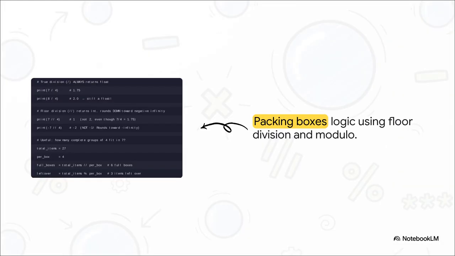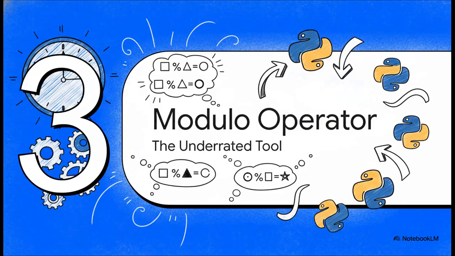Let's ground this with a practical example. Say you're writing an app for a warehouse. You've got 27 items, and each shipping box perfectly holds 4 items. By using 27 // 4, boom, you instantly know you have exactly 6 full boxes. It is literally the most efficient tool for grouping things, calculating website pagination, or figuring out how many full weeks are in a certain number of days. Let's shift gears to Section 3, modulo the underrated operator.